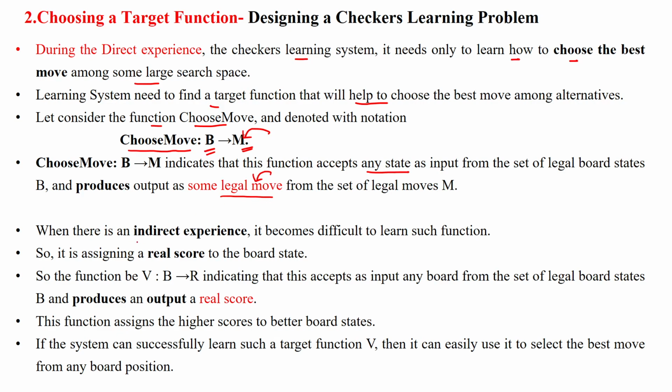In indirect experience, it is difficult to learn such a kind of function, so instead the learning system uses a real score for every board state. The real score function is the target function V, whose input is the board state. When it reaches the next state, it uses the real score, denoted with the real number r. The real score is assigned to each and every board state. Whichever board state has the highest score is considered a better board state. If the system successfully learns such a target function V, then it can easily use it to consider a particular move as the best move to move into the next board state.